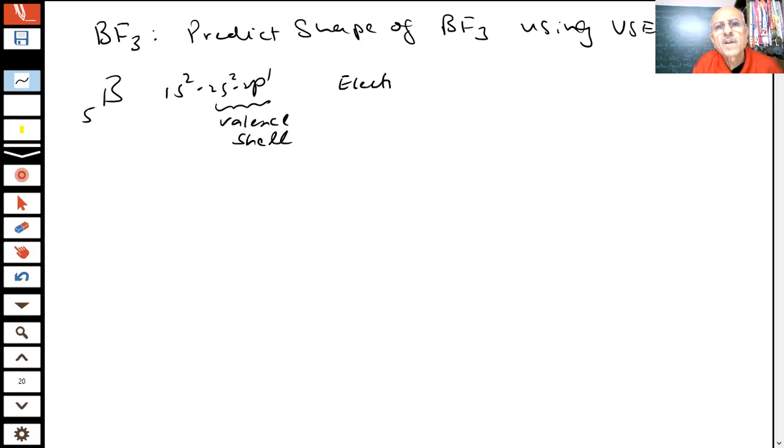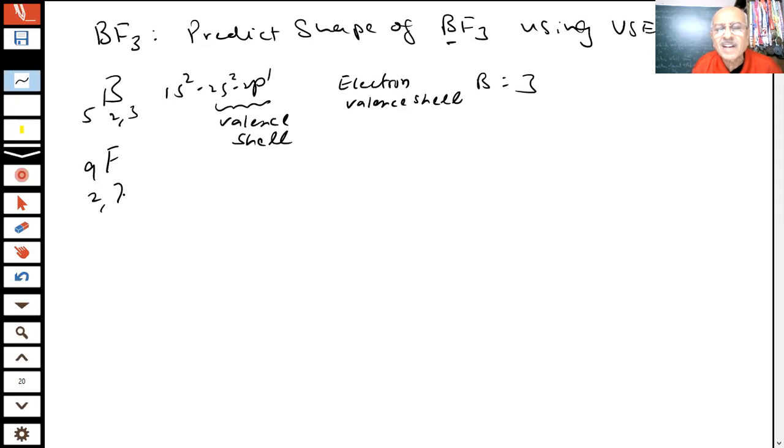Boron is the central atom. Electrons in valence shell: boron has got 3 electrons. What about fluorine? Fluorine is atomic number 9, so 2, 7. Boron is 2, 3, so there are 3 electrons in the outermost shell. Fluorine has got 7 electrons in the valence shell.